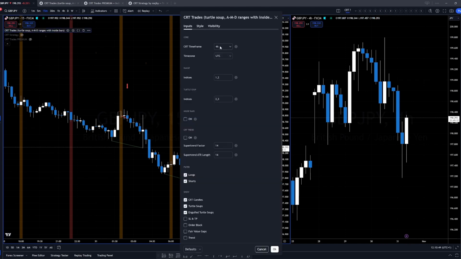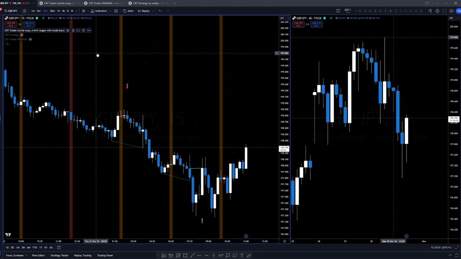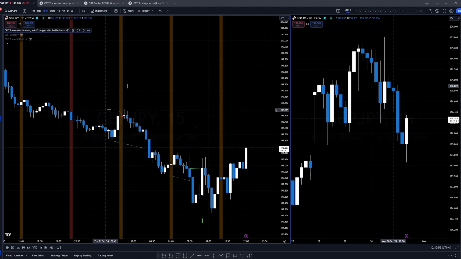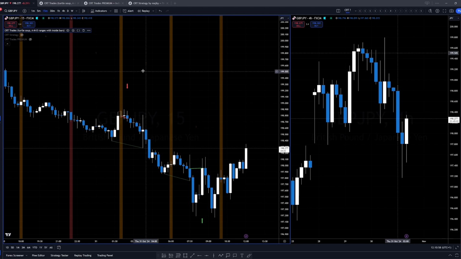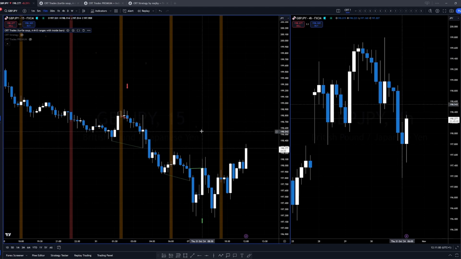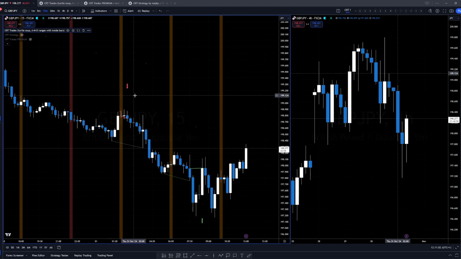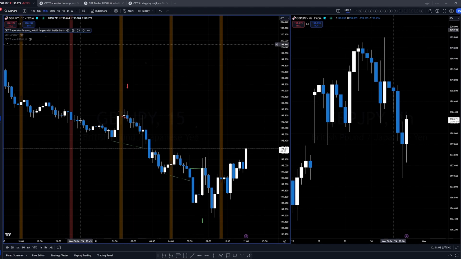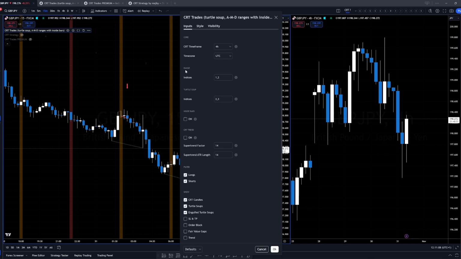The higher time frame is 4 hour. So this is the first 4 hour candle of the day. This is the second 4 hour candle of the day, and this is the third 4 hour candle of the day. So it is divided into ordered ranges, and you can tell which ranges you want to filter as the range or the accumulation candles, and which one you want to have for turtle soup.